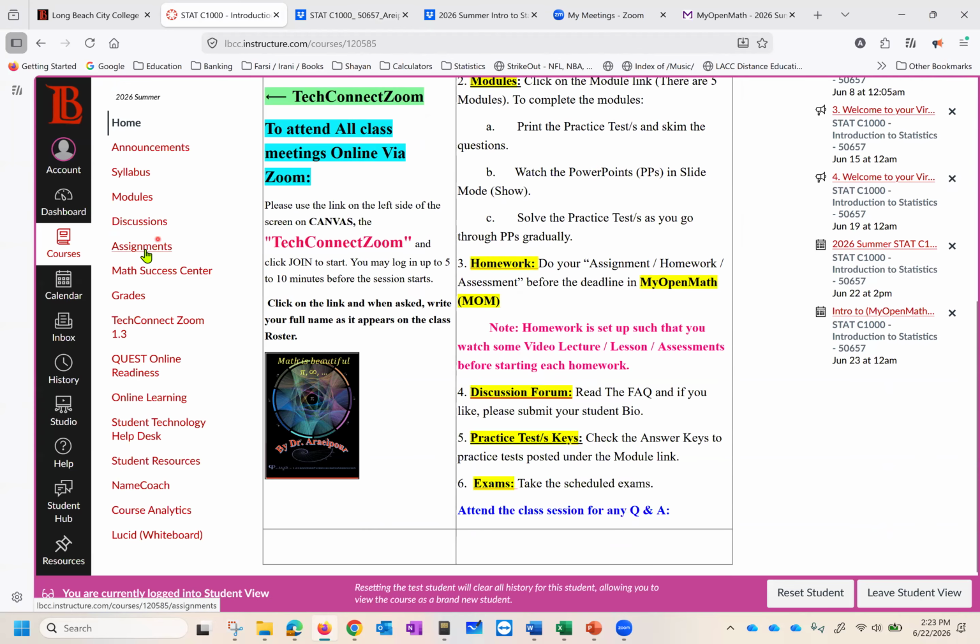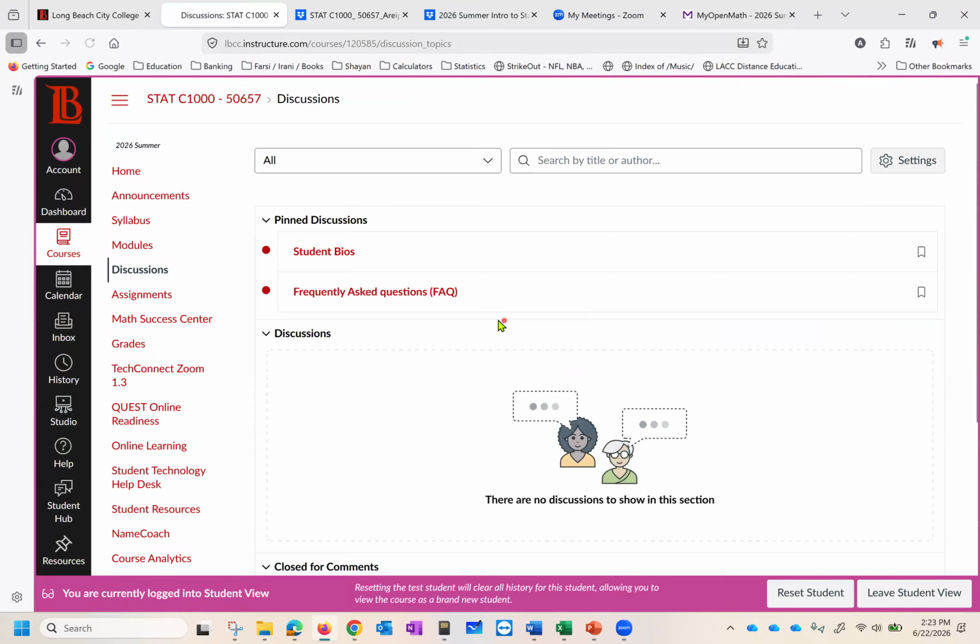By the way, of course, you see the assignments. Here, these are the grades that will be put there. All assignments are done in My Open Math. Your digital platform is My Open Math. So, what do we find under the discussions? Two things.